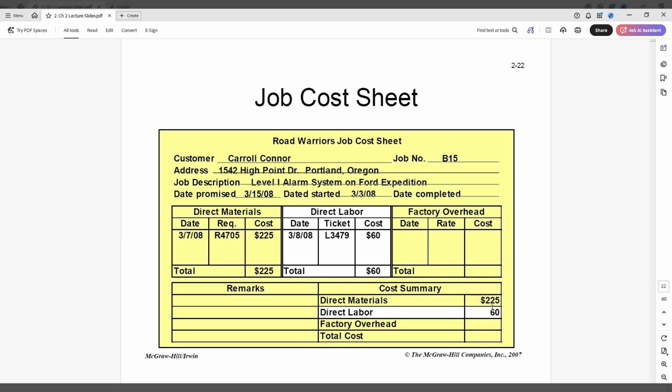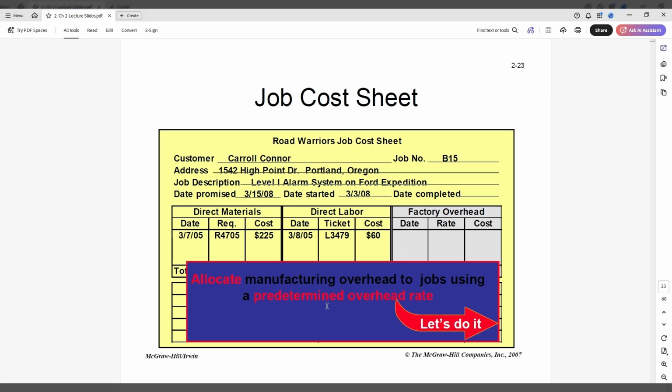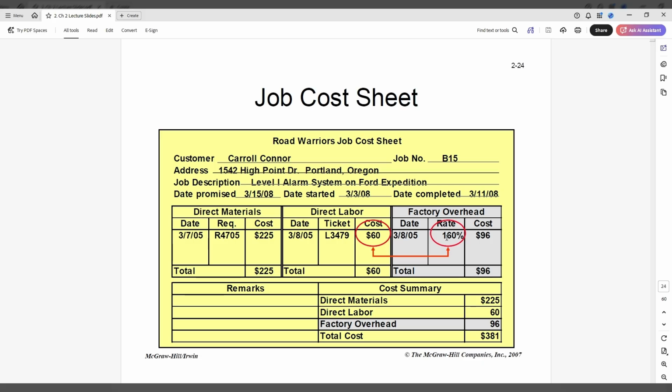So now we know materials, we know labor. And now we got to do this predetermined overhead rate to allocate the overhead. So the way that they do it in this example is we basically just come up with some reasonable formula to allocate overhead costs, or expected overhead costs, really is what I should say.